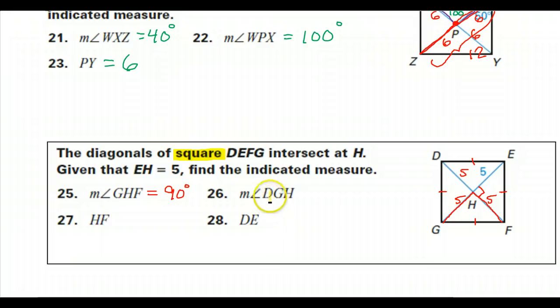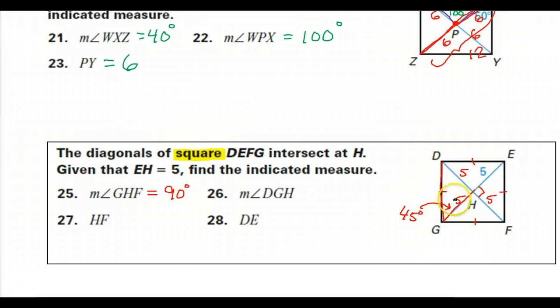Number 26, angle DGH. Angle DGH is this angle right here, from D to G to H. Well, that angle has to be 45 degrees.